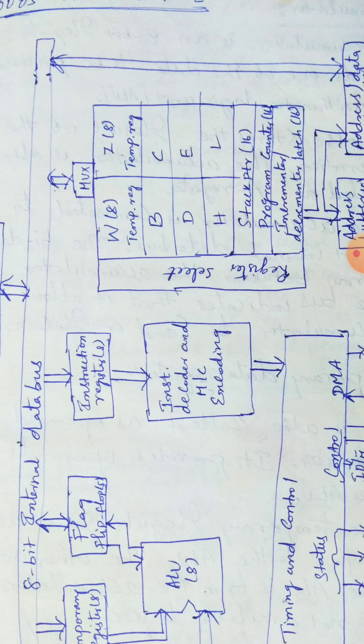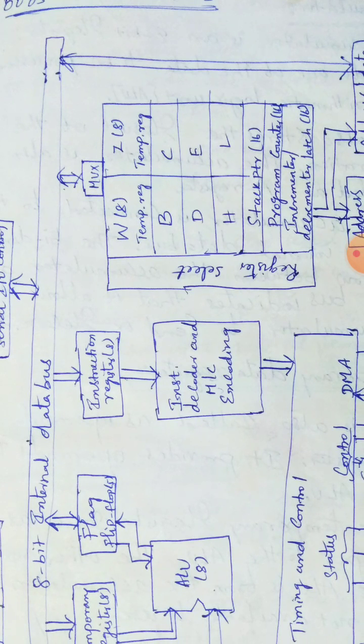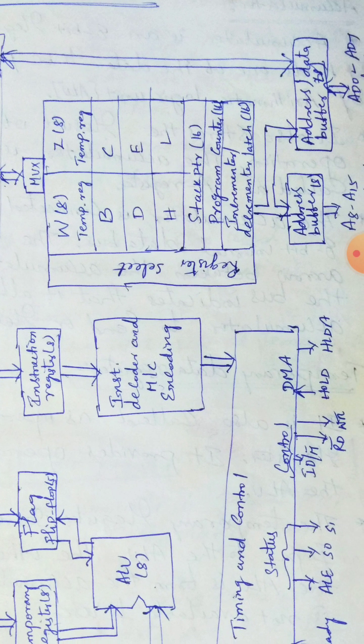After that, the content of WZ is transferred to the D resource. This is the concept. Now come to B, C, D, E, H, L. Here B, C, D, E, H, L are all 8-bit registers, so you can use them for 8-bit operations individually, either the B register, C register, D register, E register, H register or L register. These are all general purpose registers.